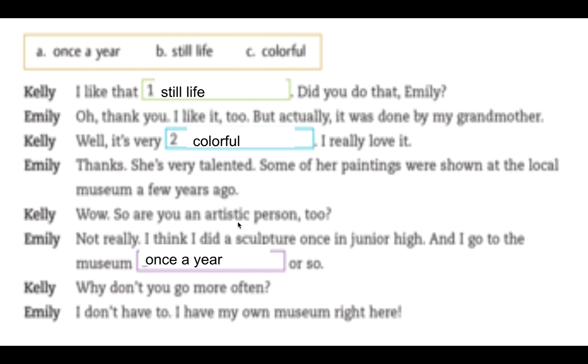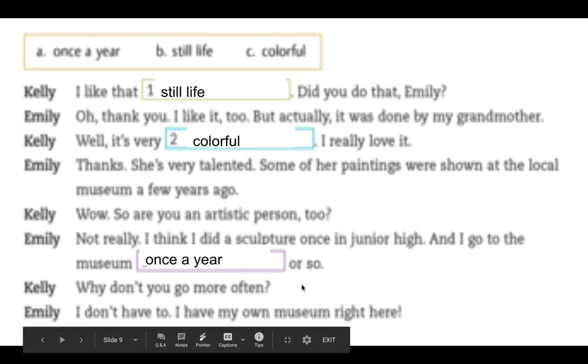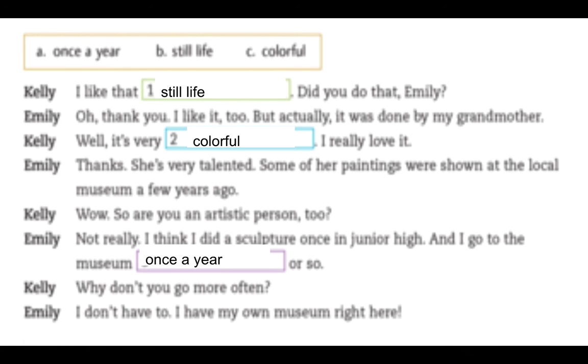So, are you an artistic person too? No, not really. A little. Not really. I think I did a sculpture once in junior high. And I go to the museum once a year or so. Why don't you go more often? I don't have to. I have my own museum right here.